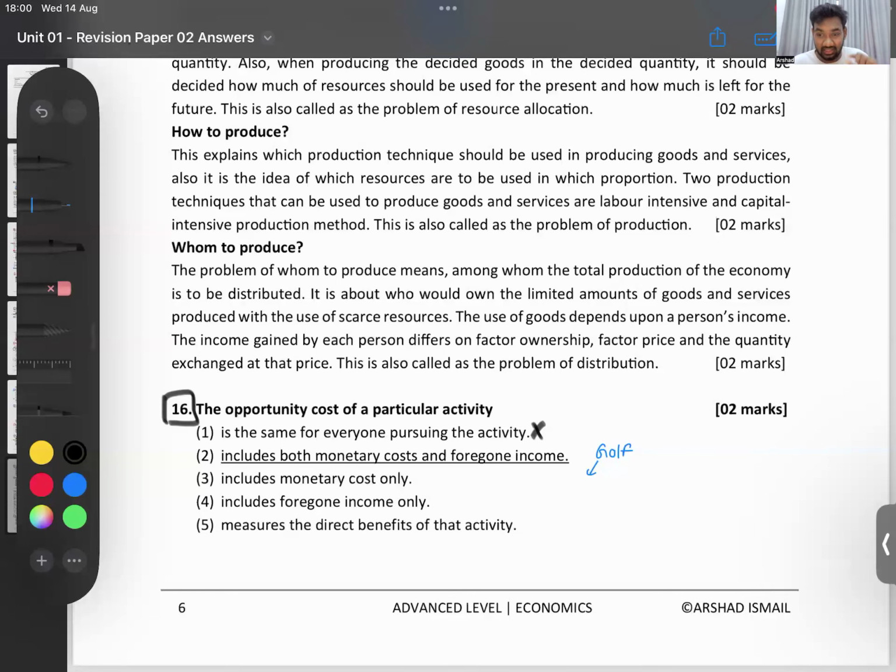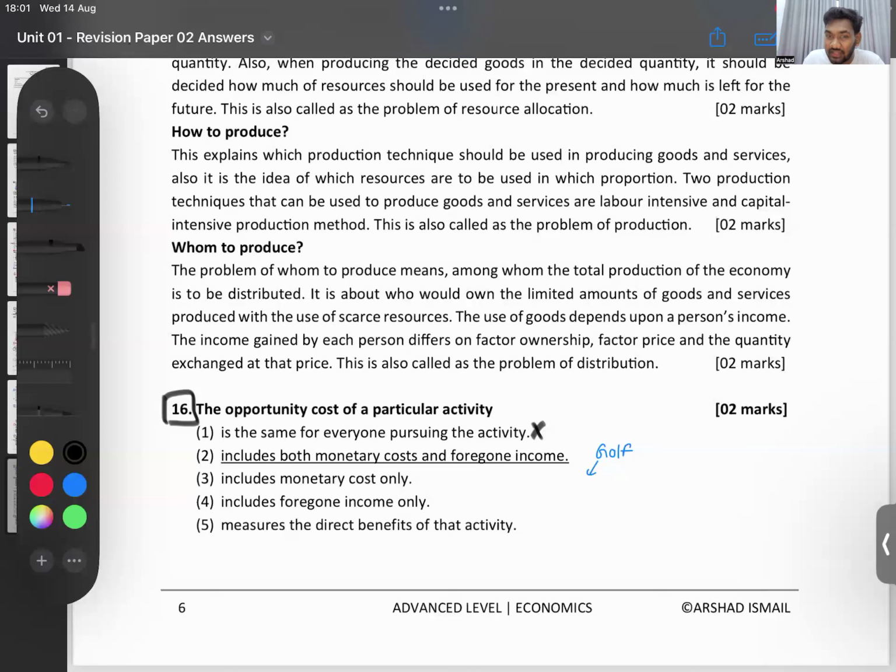Now, they are saying opportunity cost measures the direct benefit of the activity. Right now you're attending this class. Opportunity cost is not the benefit of you attending the class. No. Opportunity cost is if not for this class, what you would have done. That is what opportunity cost is. Monetary cost means money. Okay.